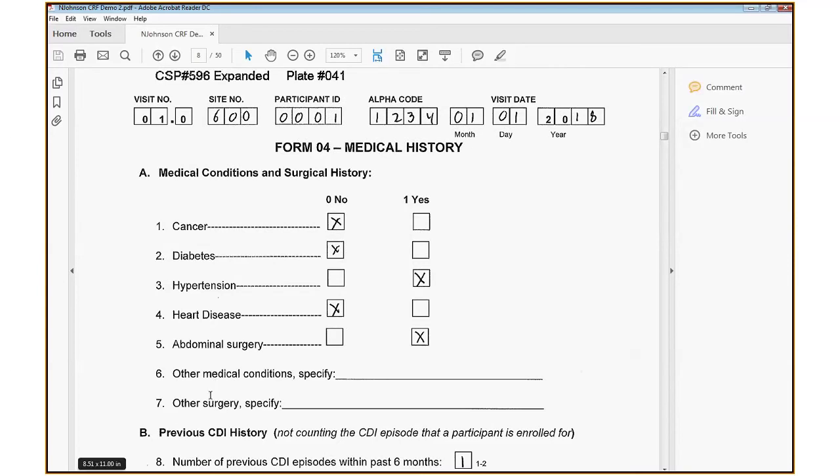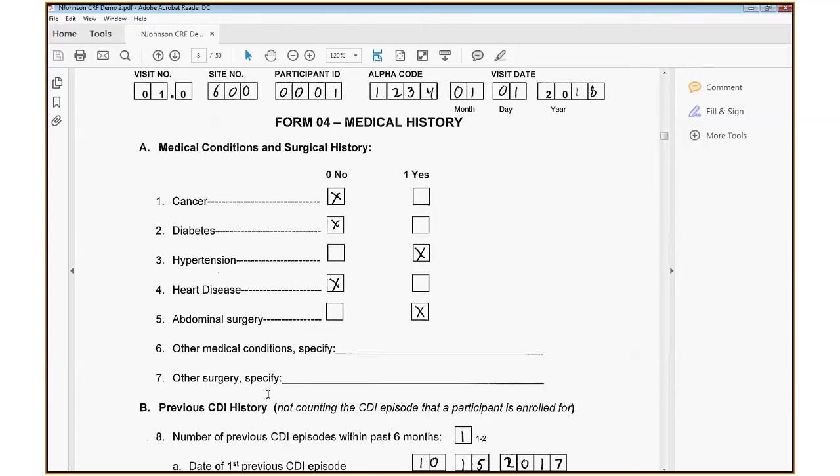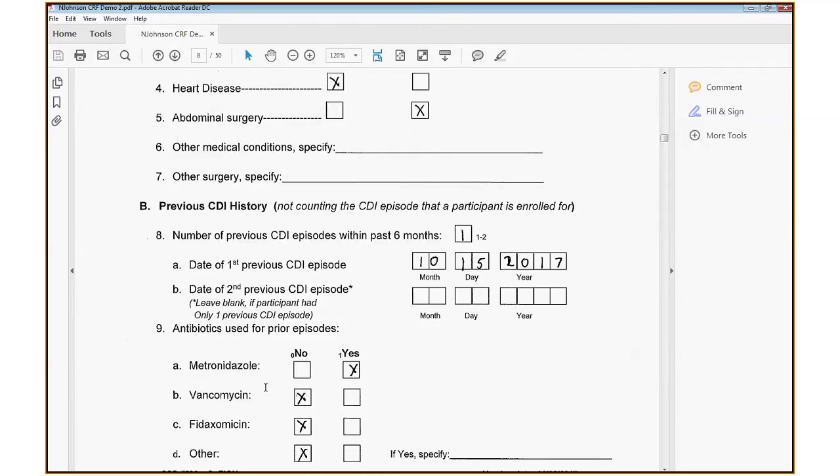The next form is medical history. Does the participant have any history of medical conditions or surgery involving cancer, diabetes, hypertension, heart disease, abdominal surgery, other medical conditions specified, and other surgery specified? For the previous CDI history, this first answer should only be 1 or 2, depending on whether this is a first recurrence or a second recurrence. If this is the second recurrence, you'll complete when the second previous CDI episode was, but it's not necessary otherwise.